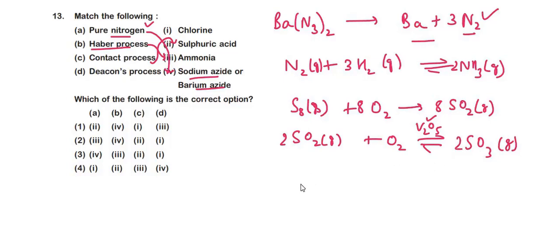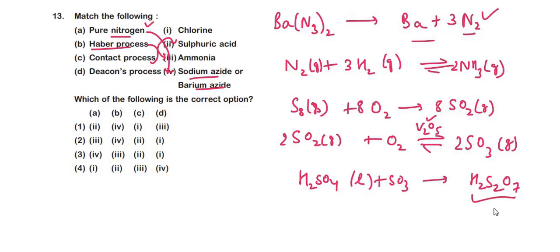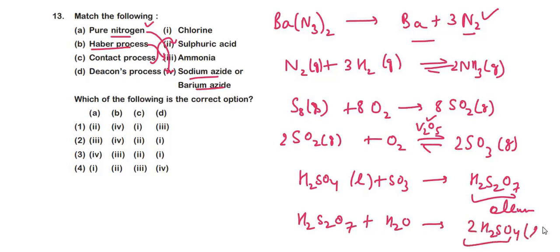In the next step, when we add a small amount of H2SO4 to this SO3 gas, we can obtain oleum, that is H2S2O7. This is oleum, and when we hydrolyze this oleum by adding water, then we can obtain sulfuric acid in large amount. So by using a small amount of sulfuric acid in the previous step, we can obtain a large amount of sulfuric acid. This process is the contact process. So contact process is used for the preparation of sulfuric acid.